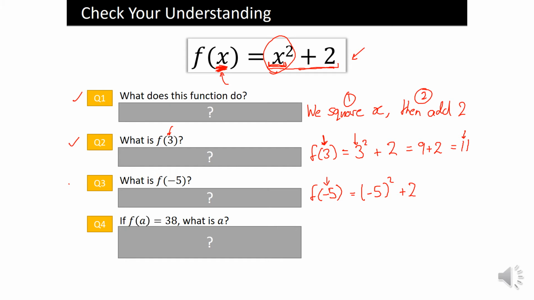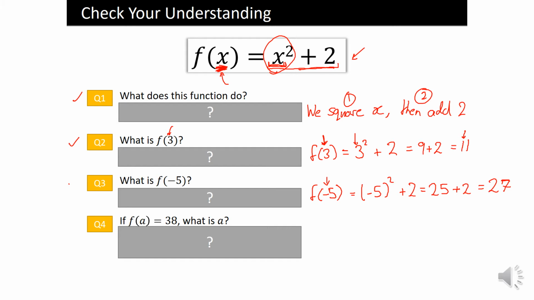If you've got a negative and it's squared, you've got to square a negative number, so it's a negative times a negative. So minus 5 times minus 5, that is 25, positive because it's a negative times a negative. And we've got 25 plus 2. So 25 plus 2 is just 27. So f of minus 5 equals 27.